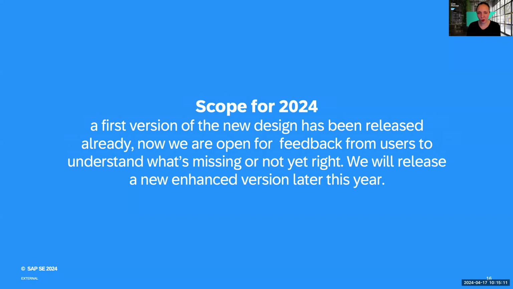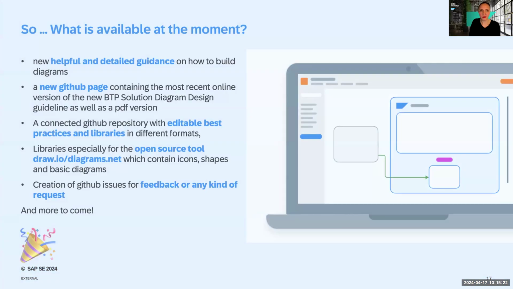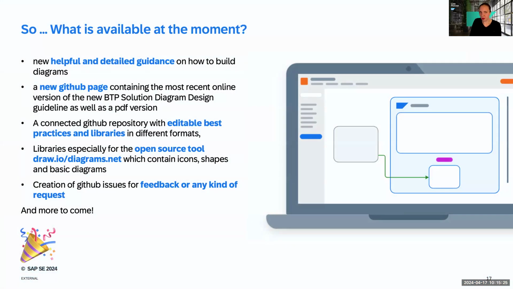I guess it's always helpful to visit the page frequently, or look in the community for new blog posts, so you know if there is something new included in the guideline. So what is available at the moment? The guideline itself, of course, is a PDF file. You can download it from our GitHub page, but the page itself has a guideline structure as well. So you can navigate through the page and have an online version of the guideline itself as well.